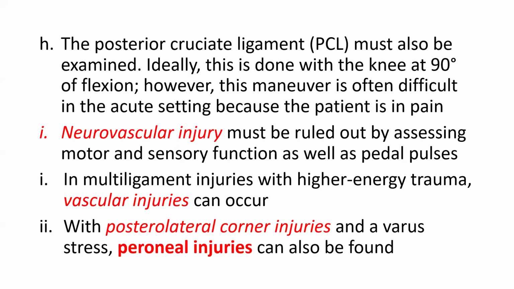The posterior cruciate ligament must also be examined. Ideally, this is done with the knee at 90 degrees of flexion. However, this maneuver is often difficult in the acute setting because the patient is in pain. Neurovascular injuries do occur, and they must be ruled out by assessing motor and sensory function, as well as pedal pulses. You should always examine for the dorsalis pedis artery and, in the posterior medial area, the posterior tibial artery. Rule out vascular injuries. It won't take time to examine for them.